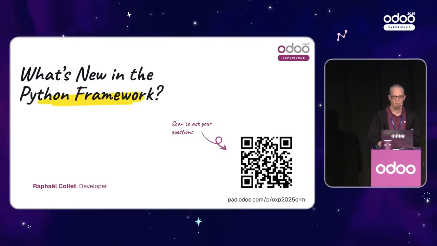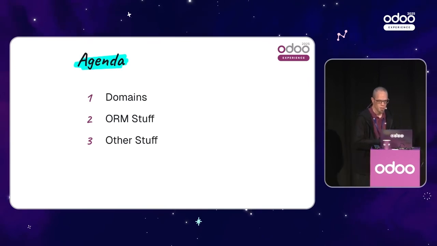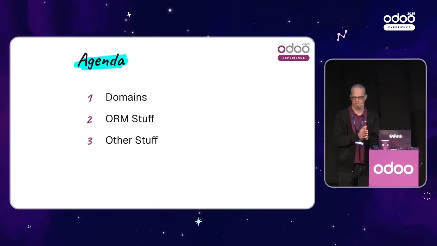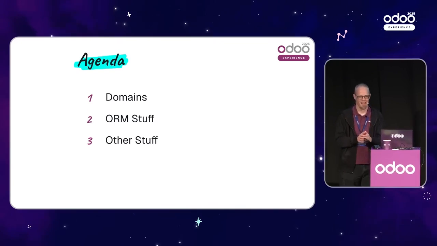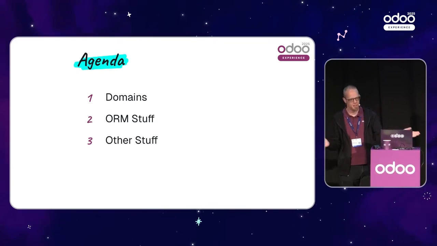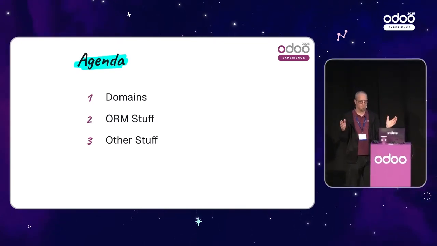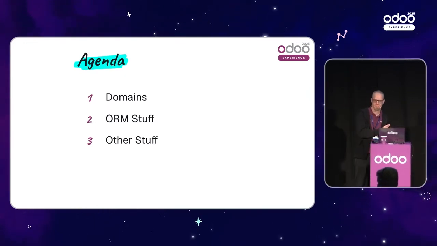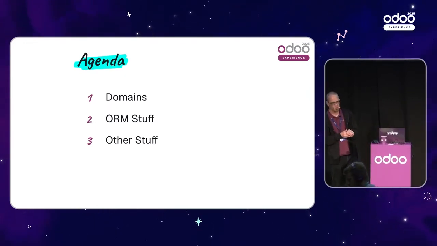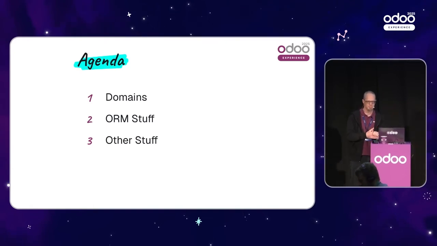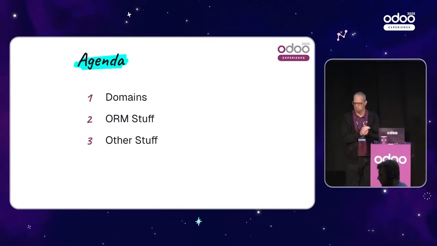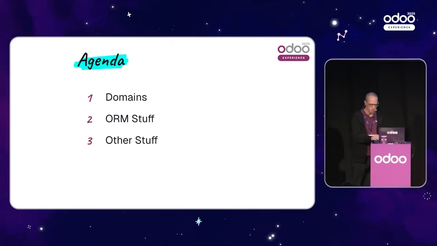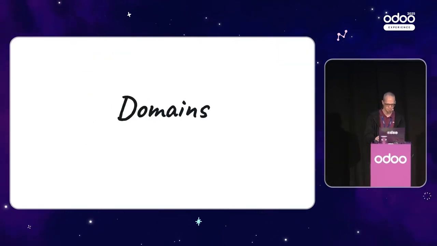So my agenda is pretty small. Essentially, I've collected, in fact, all the stuff we've done this year since Odoo 18, and tried to make a presentation out of it. And one of the large stuff we worked on are domains.